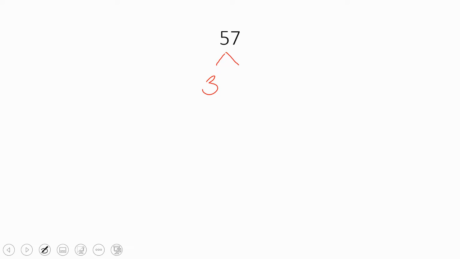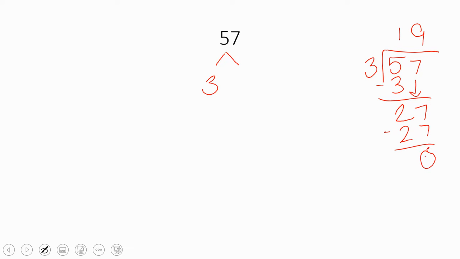But off the top of your head, you probably don't know the other factor. So how do you figure that out? You divide. 3 goes into 5 one time. 3 goes into 27 9 times. Okay, so that tells you 3 times 19 equals 57.